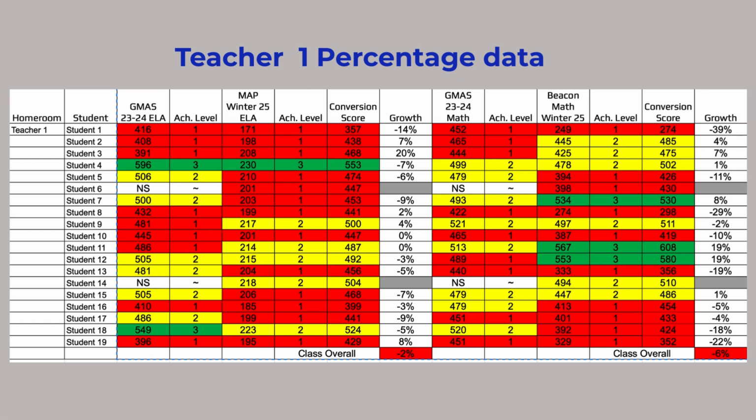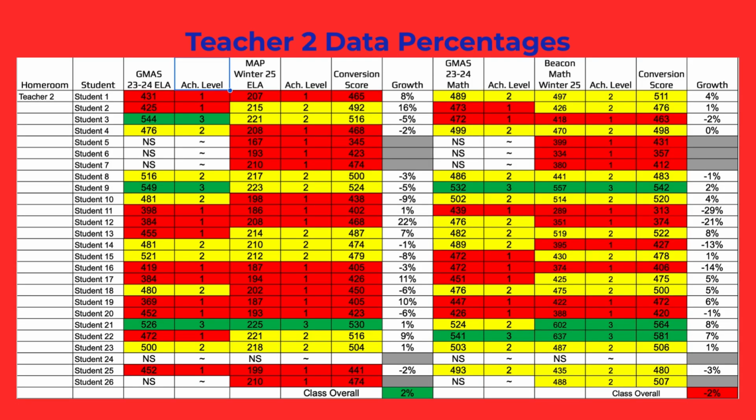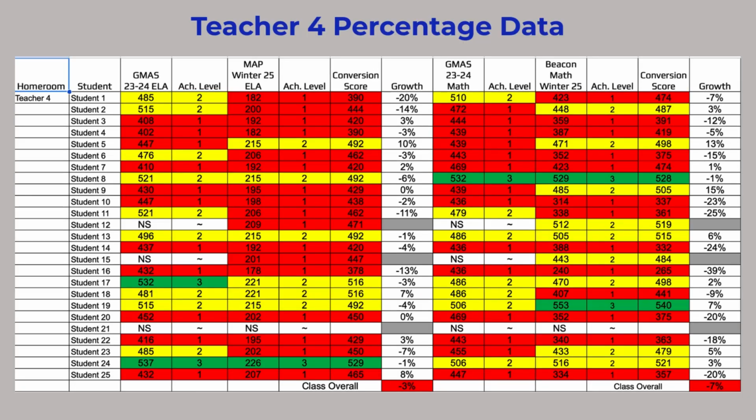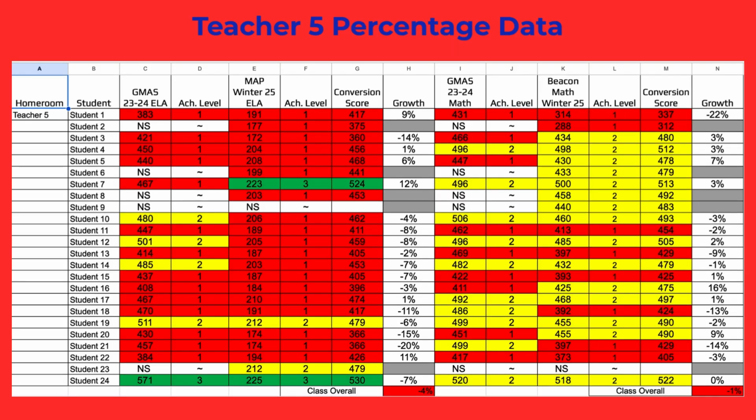Looking at gains and losses for each of the teachers, as you can see, teacher number 1 had a negative 2% growth in ELA and a negative 6% growth in math. Teacher number 2 had a 2% increase in ELA, but a negative 2% growth in math. Teacher number 3 had a negative 2% growth in ELA and no growth in math. Teacher number 4 had a negative growth in ELA of 3% and a negative 7% growth in math. And teacher number 5 had a negative 4% growth in ELA and a negative 1% growth in math.